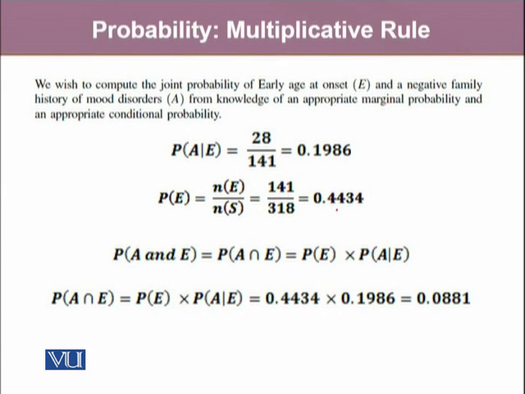It is given as probability of A intersection E equals the probability of A multiplied by the probability of A given E. The values are 0.4434 for the early onset and the probability of having no history of mood disorders, given that there is an early age onset. It turned out to be 0.1986. And if we are interested in finding the joint probability, it will simply be the product of this marginal and this conditional probability, which turns out to be 0.0881.